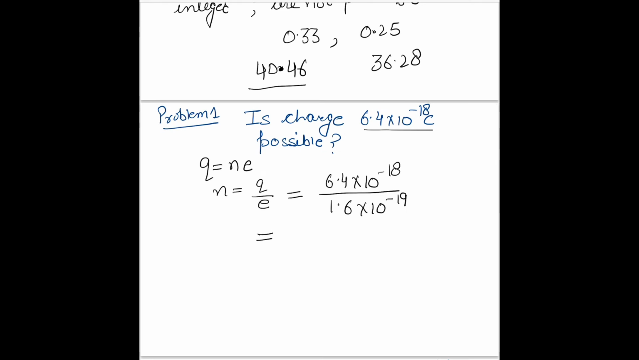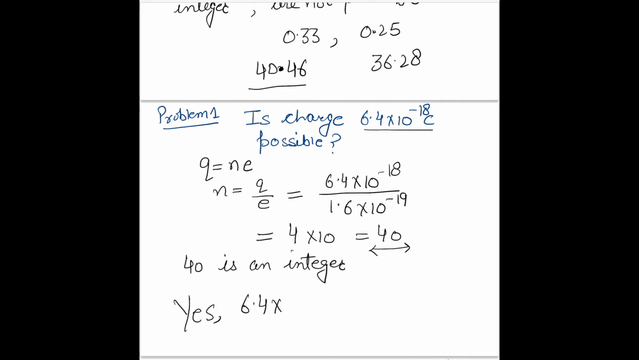If you do that, 16 times 4 is 64, so it comes out to be 4 into 10, which is 40, right? So 40 is an integer. Your N comes out to be an integer. It means that yes, a charge of 6.4 into 10 raised to the power minus 18 coulomb is possible. So this value of charge is possible.